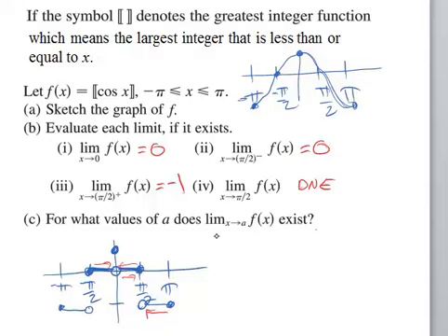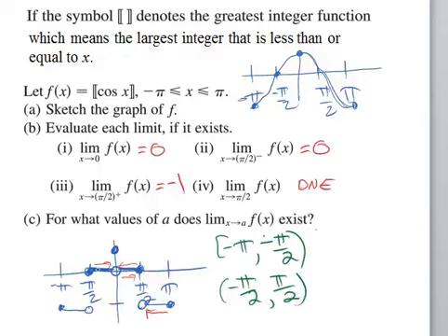So I'm going to go ahead and list this as an interval. If we have from negative pi to negative pi over 2, the limit exists. And then also if we have from negative pi over 2 to pi over 2, because anything in here, the limit exists. We saw at 0 that the left-hand limit still agreed with the right-hand limit, so we were okay there. And then our last interval would be from pi over 2 to pi.